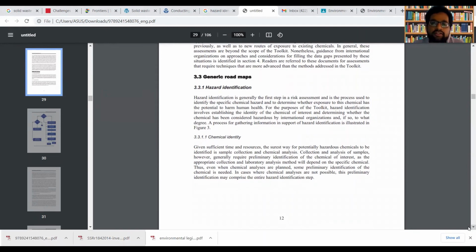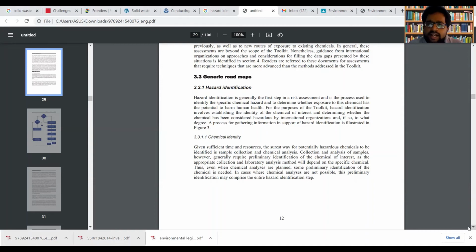Now, if sufficient time and resources are provided, for a potentially hazardous chemical to be identified, the surest way is collection of samples and chemical analysis. This collection and analysis of samples will generally require preliminary identification of the chemical, which means that the collection and laboratory analysis method will depend on the specific chemical. Depending on the chemical, the method of collection and analysis will differ.